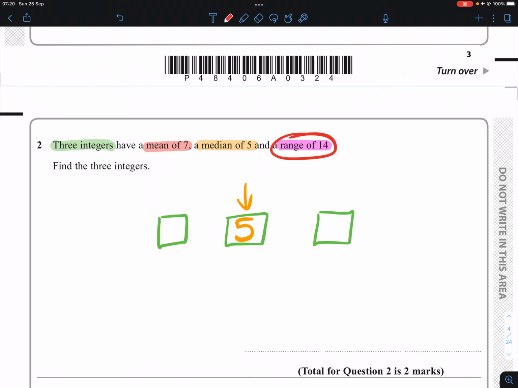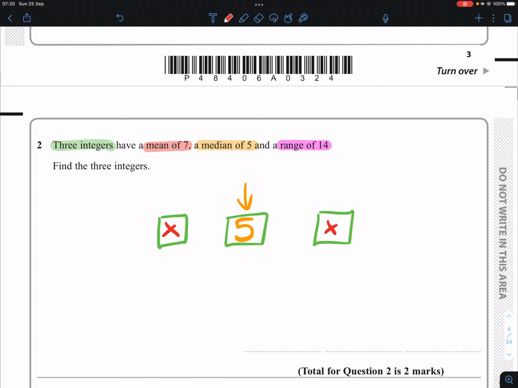So whatever letter I use to describe either the smallest or the biggest number, the other one is going to be either 14 bigger than it, if x is, say, the smallest number, so it'd be x and x plus 14, or I could say that x is the biggest number, and that would make the smallest one x minus 14.